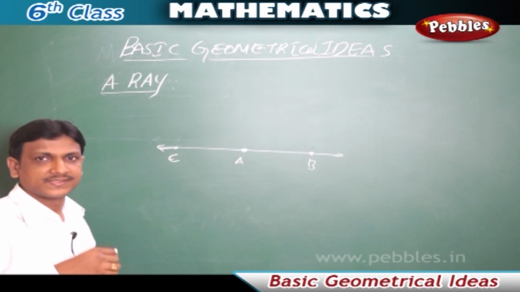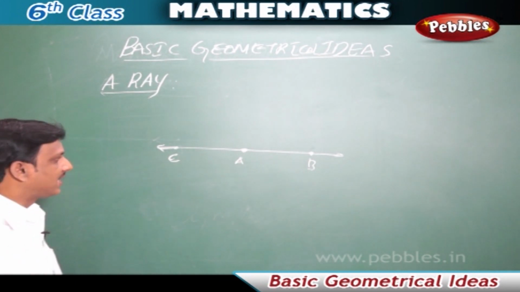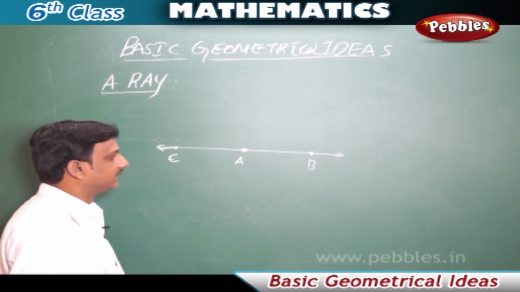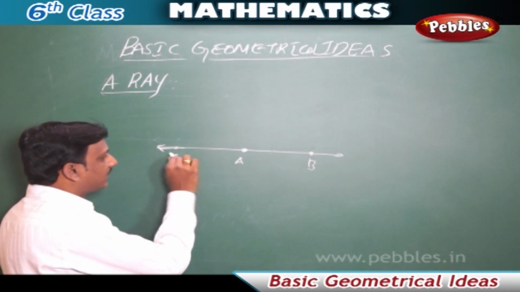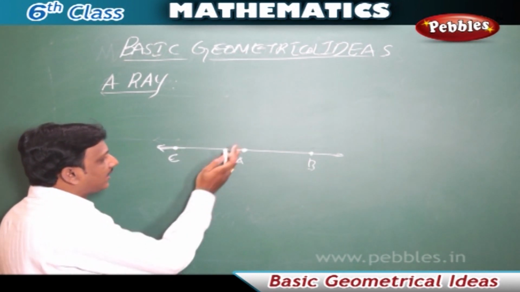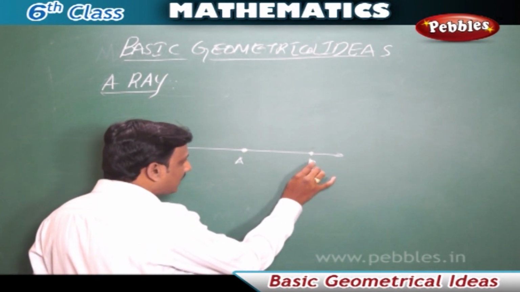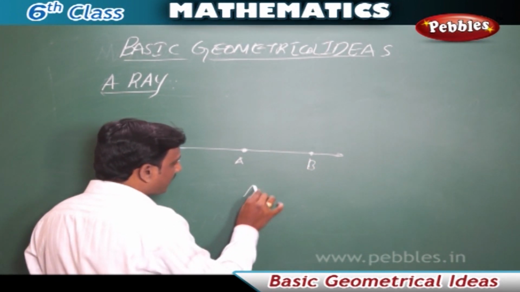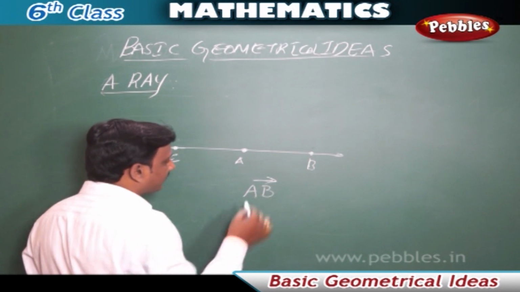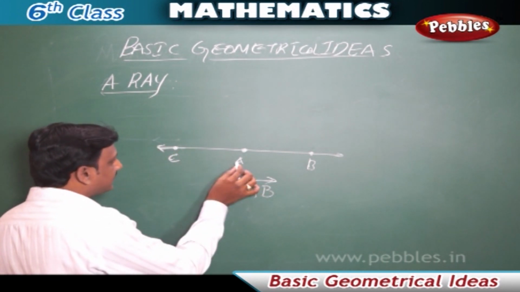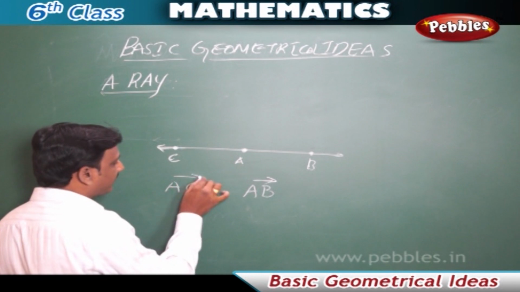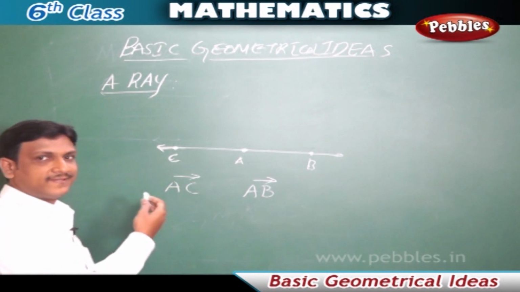Ray. What is a ray? A ray is a portion of a line. Here we have a line. In this line, a part of this line is called a ray. Say for example, A, B. This is a ray. In the same way, AC. This is one ray.